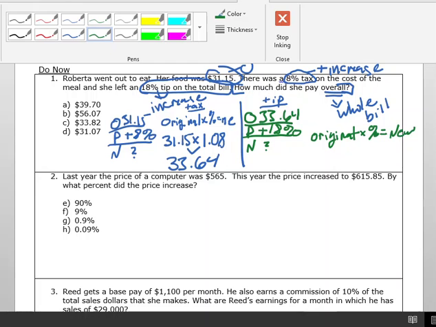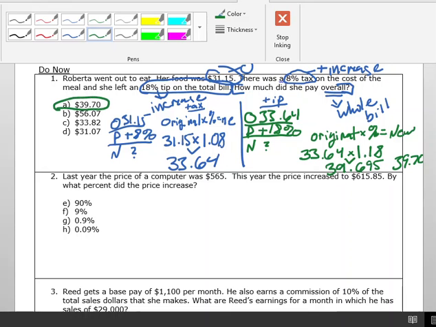Okay, so my original $33.64 times 1.18. So that represents the bill with tax and the tip that I'm adding. And when I do that, I'm going to get 39.695. So I'm going to round that up to 39.70. Okay. I'm going to look over here. Yes, that is an option, 39.70.